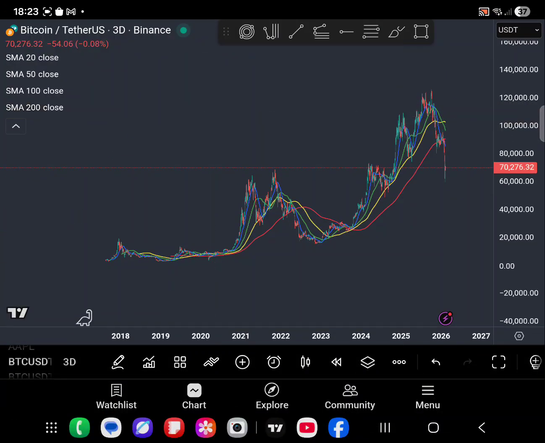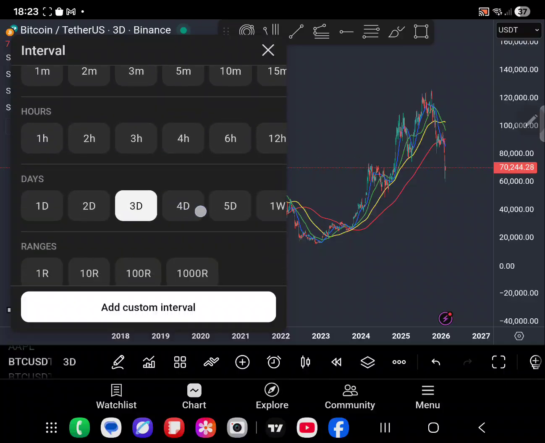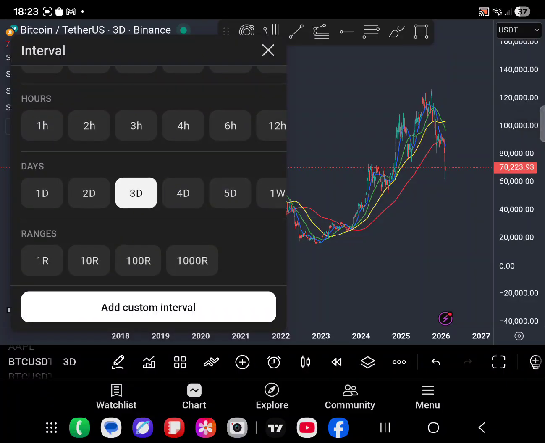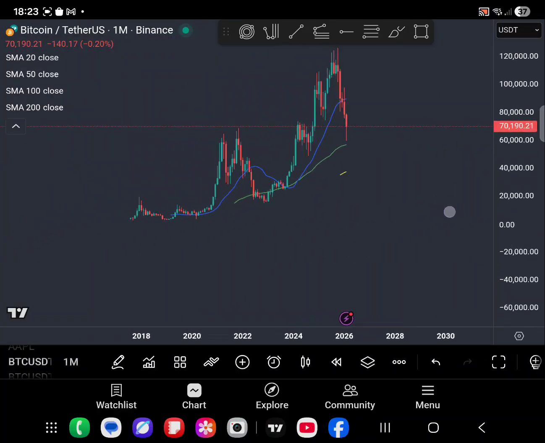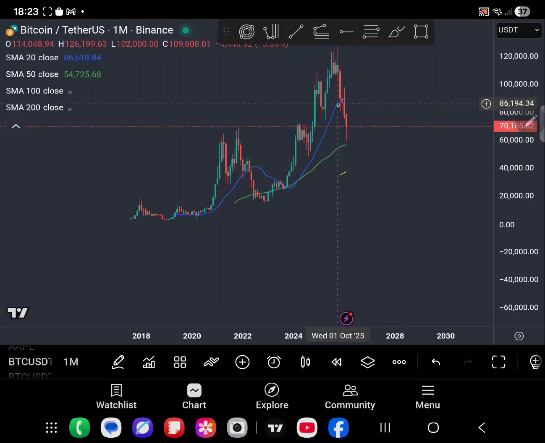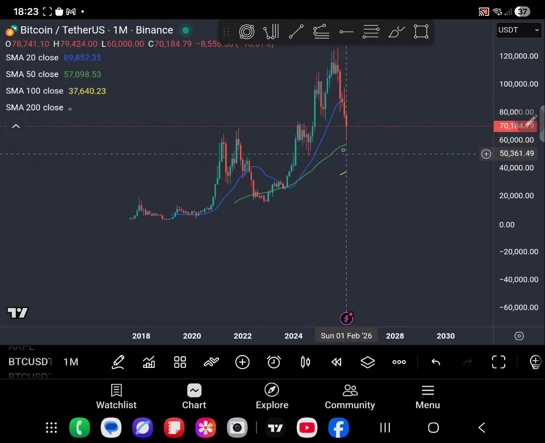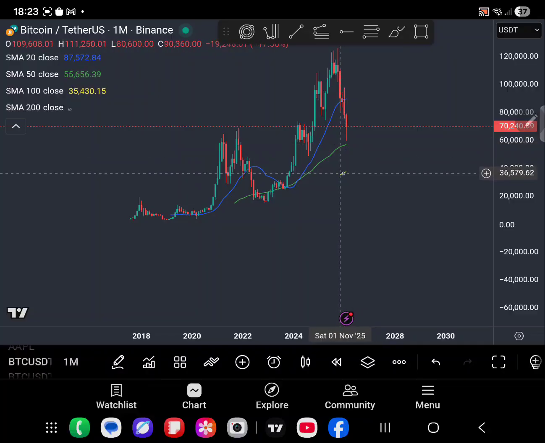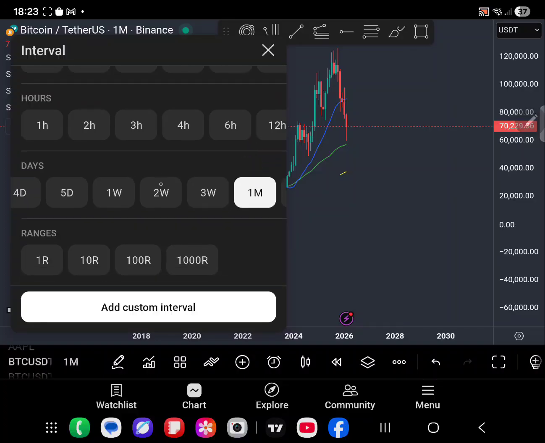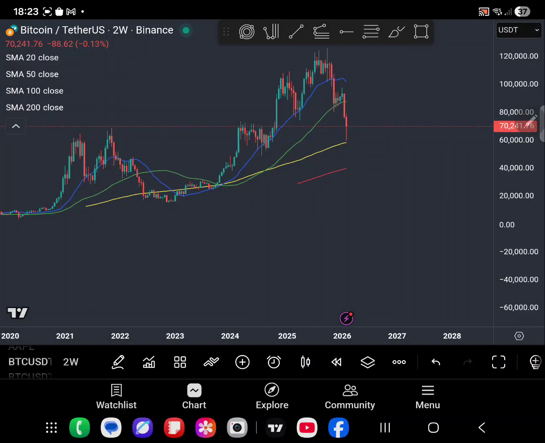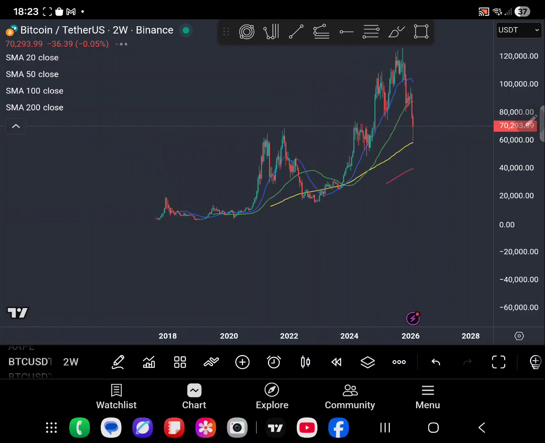Okay, so now I've got this on the 3-day time frame. If I go to, let's just look at it for 1 month. If I look at it for 1 month, you can see the 20 moving average, the 50 moving average, and a bit of the 100 moving average. So if I stick it maybe to 2 weeks, okay? So that's the 2-week moving average.